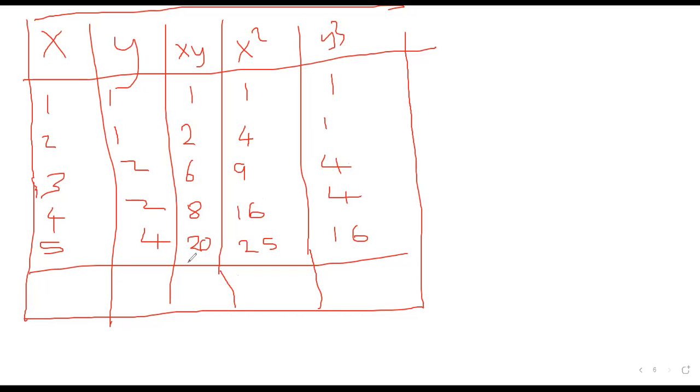Okay. So let's total up here. The sum of x is the total here. This E means sum. Sum of y, sum of xy, sum of x squared, and sum of y squared. And our n is the number of pairs we have there. What is our n? 5. Quickly, what totals are we getting?